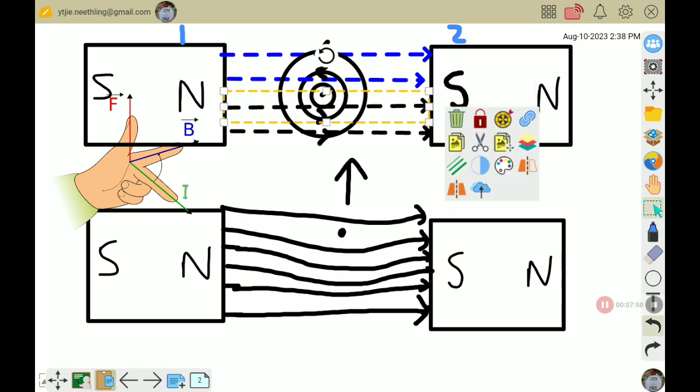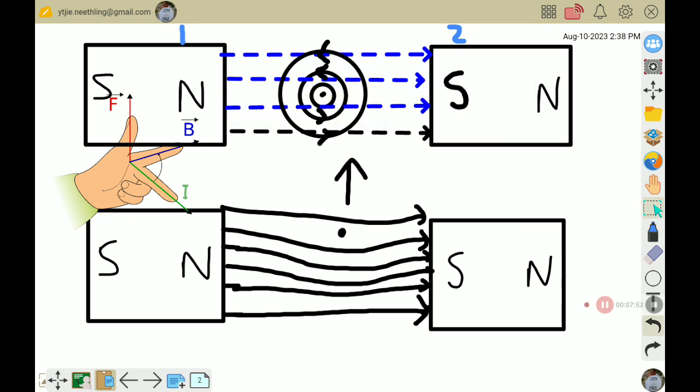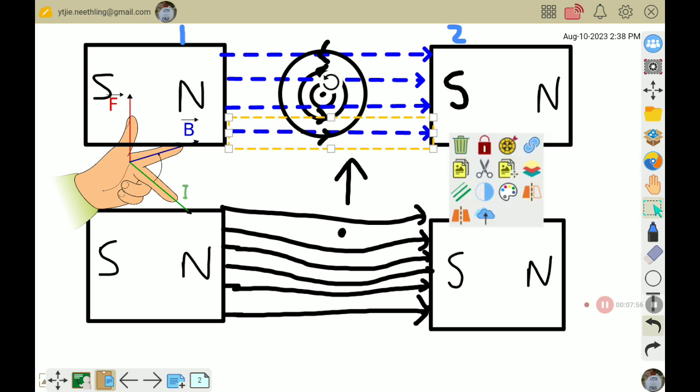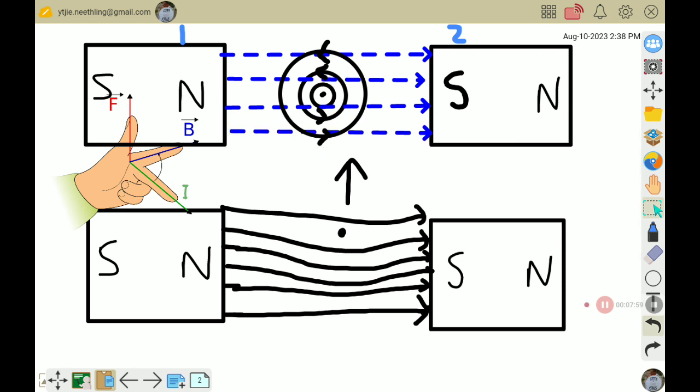Okay, and that one north to south. Okay, and then our current carrying conductor, we can see it's a dot, so the current is coming out of the page, so your thumb needs to point towards you. So the magnetic field around the current carrying conductor will then be anti-clockwise.